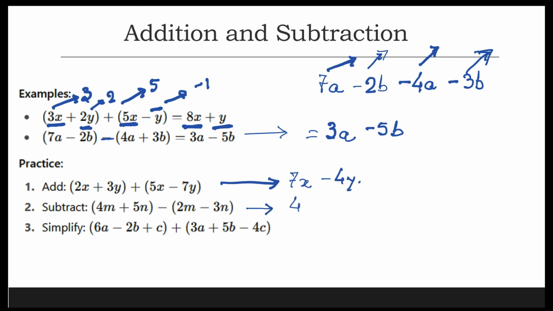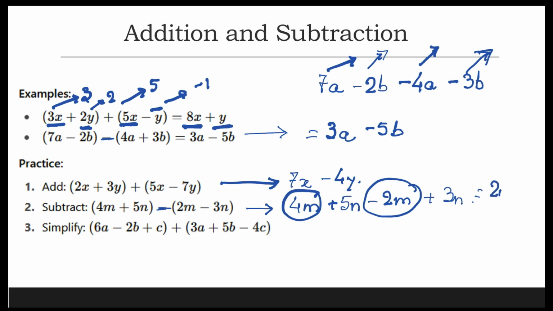In this one, again, let's expand. 4m plus 5n. We will remove this bracket. So there is a negative sign. It will become minus 2m. And since there was minus 3n inside, it will become plus 3n. Now, like terms are 2m and 4m. So 4 minus 2 is equal to 2m. And 5 plus 3 is 8, so 8n.